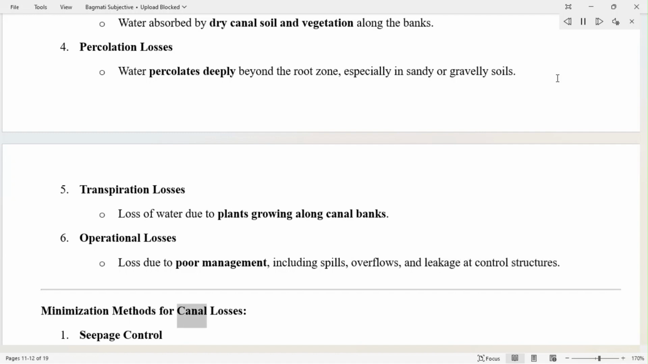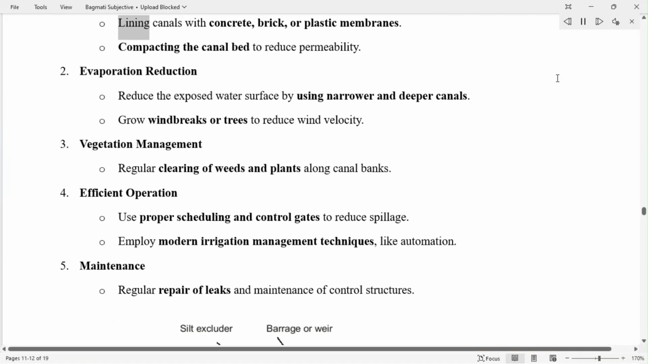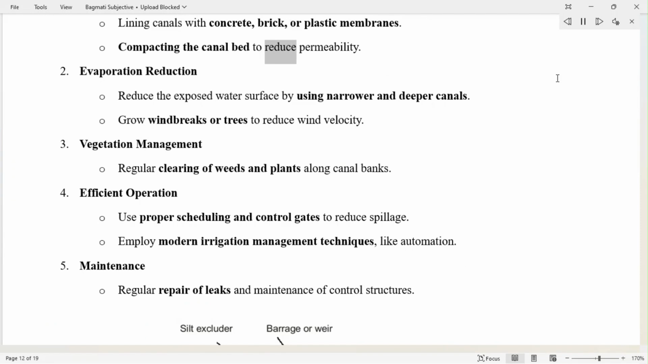Minimization methods for canal losses. Seepage control: lining canals with concrete, brick, or plastic membranes. Compacting the canal bed to reduce permeability. Evaporation reduction: reduce the exposed water surface by using narrower and deeper canals. Grow windbreaks or trees to reduce wind velocity.